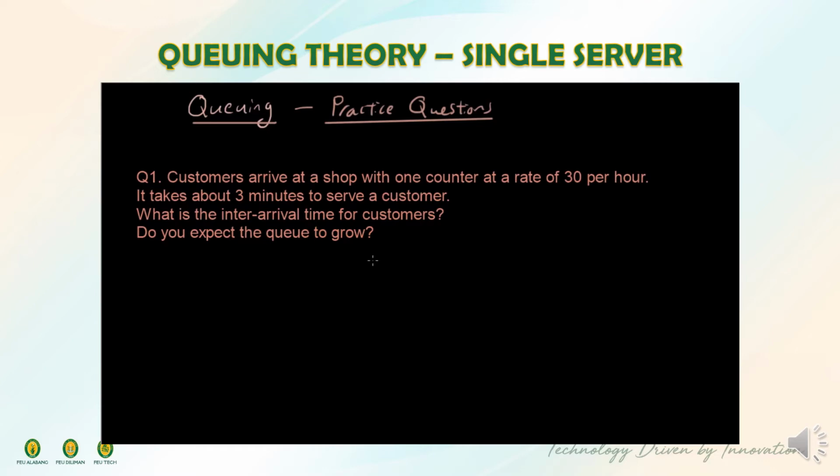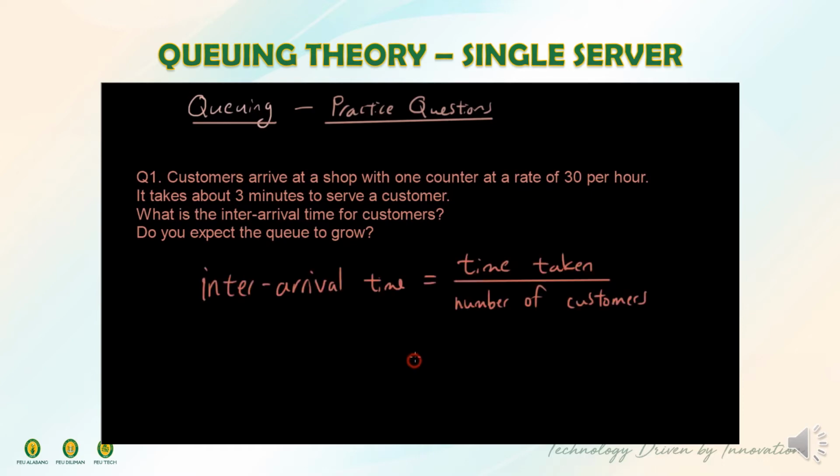I'll give you guys an easy formula for getting inter-arrival time, and that is the time taken divided by the number of customers arriving during this time. So it has taken them 1 hour for 30 customers to arrive. The time taken is 1 hour, divided by the number of customers. So 30 customers arrive in 1 hour.